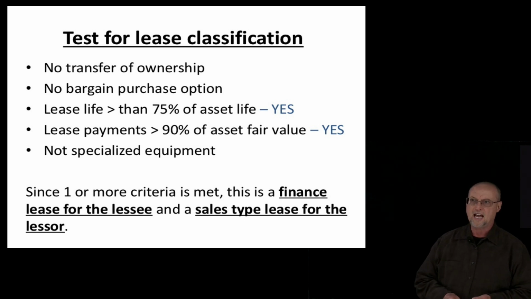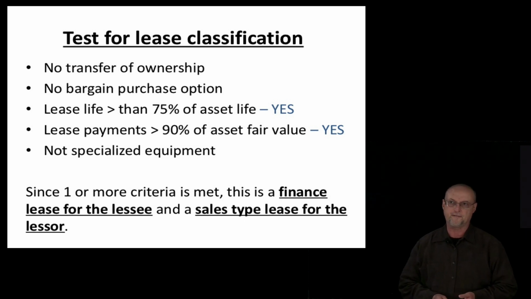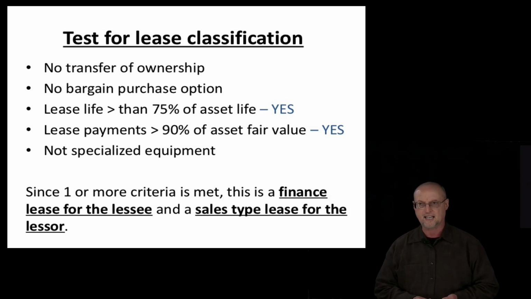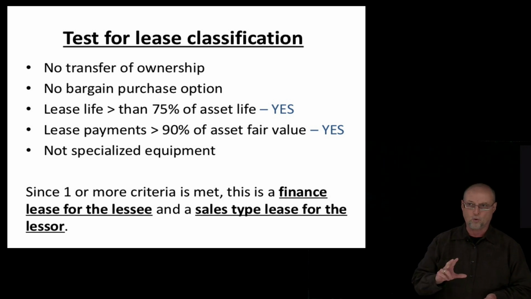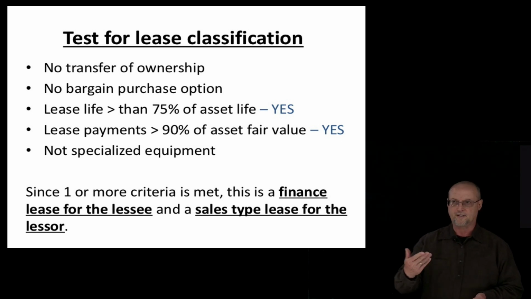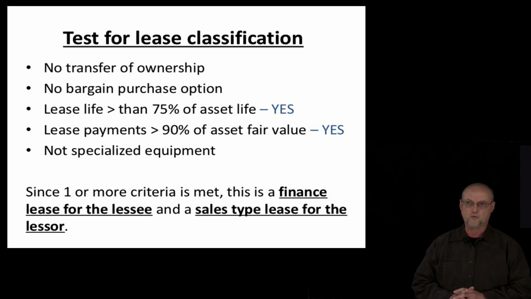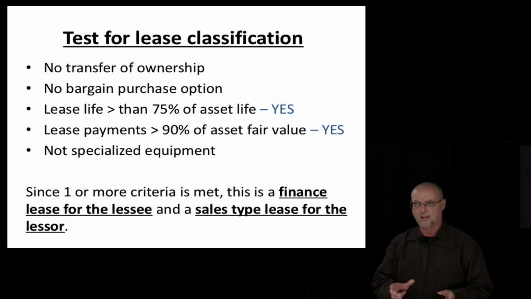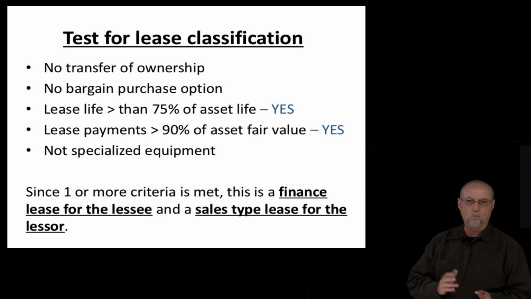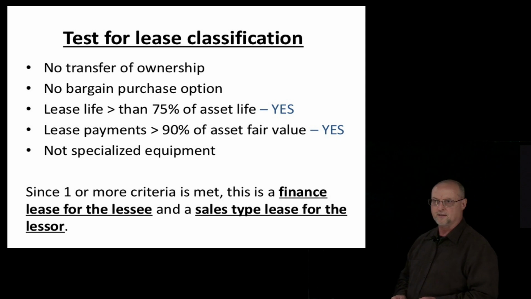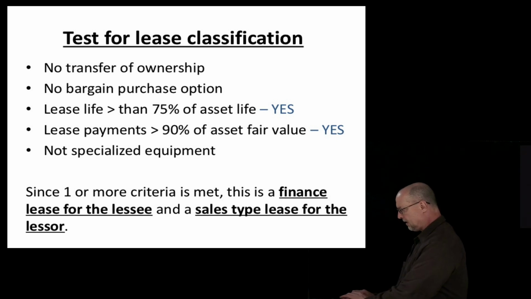Lease payments, as we're going to see, equal 100% of the fair value of the lease. Therefore, it passes that test. And this is not specialized equipment. It fails that test. Since it passed one or more of the criteria, it is a finance lease for the lessee, a sales type lease, in this case without selling profit, for the lessor. And so we'll see both types of sales type lease for the lessor, with and without selling profit. It's not a big deal.